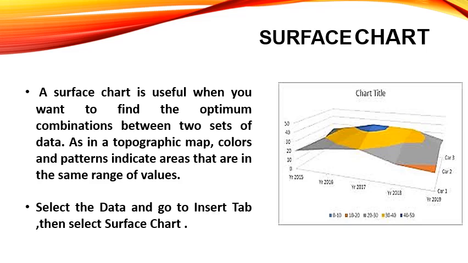A surface chart is useful when you want to find the optimum combination between two sets of data. As you can see in the picture, it is a topographic map. Colors and patterns indicate areas that are in the same range of values. As you can see, the gray color and the yellow color show different areas with different colors.